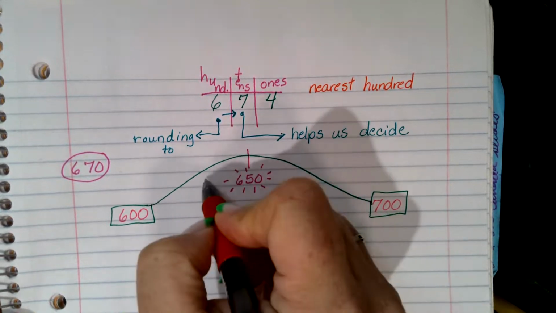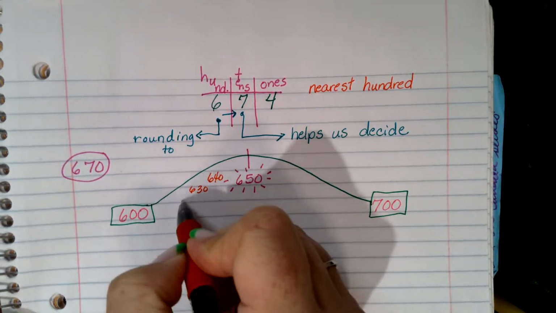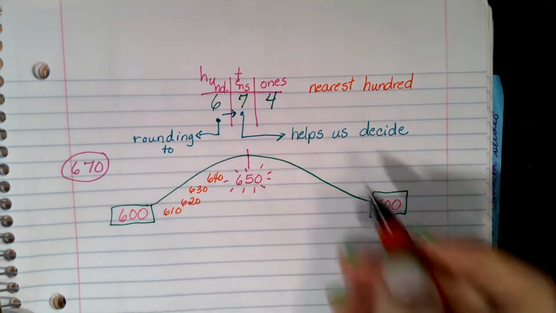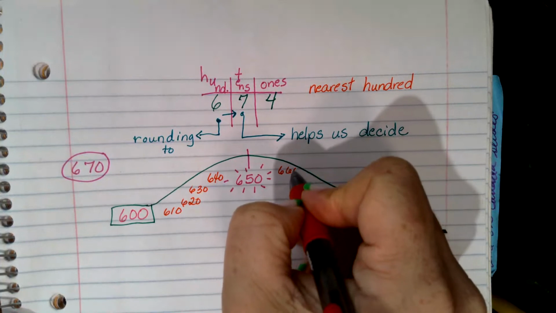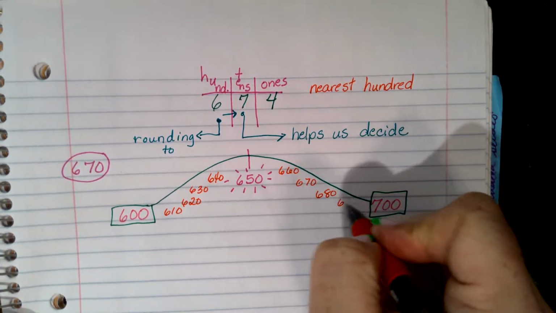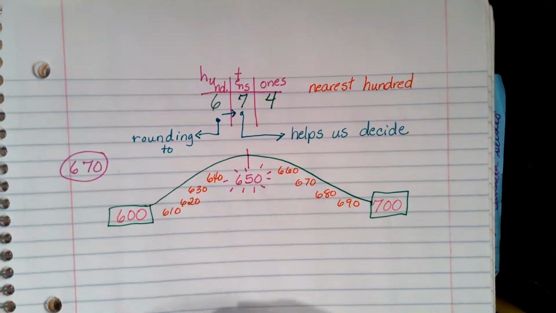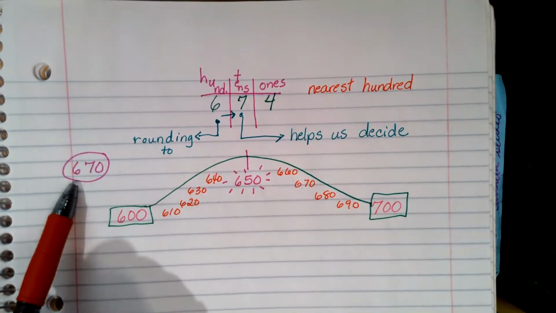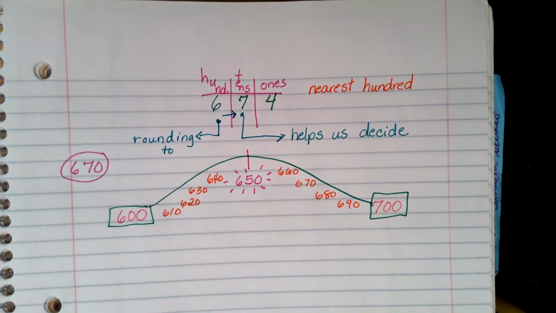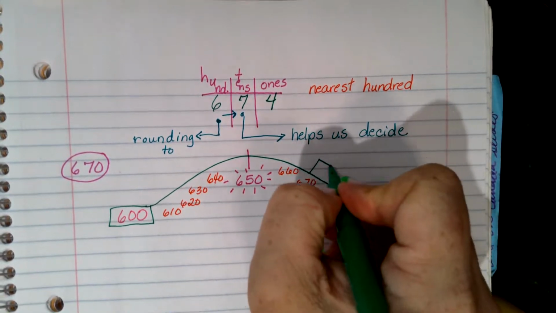So I'm going to go in here and put 640, 630, 620, and 610. Then over here, I'm going to put 660, 670, 680, 690. Now, I'm looking, and my number that I said I was going to put on my track is the number 670. So here I am. I'm going to put 670 on my track.